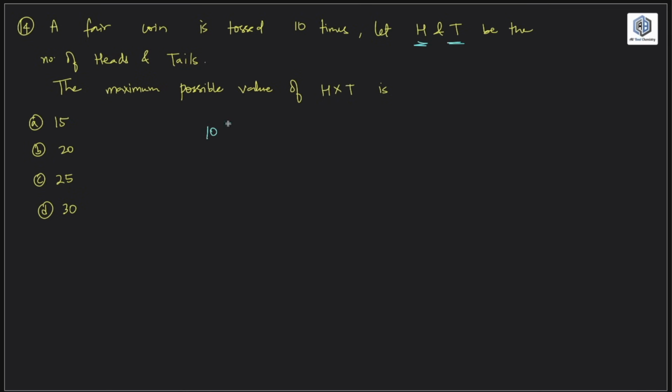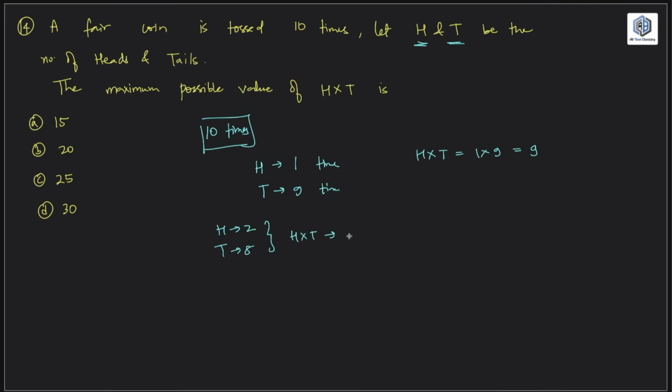Okay, so 10 times you are tossing the coin. Let's say you got heads one time and tails 9 times. So H into T will be 1 into 9, which will be 9. If H is 2 and T is 8, in that case H into T will be 2 into 8, which will be 16. So you have to see the maximum value.